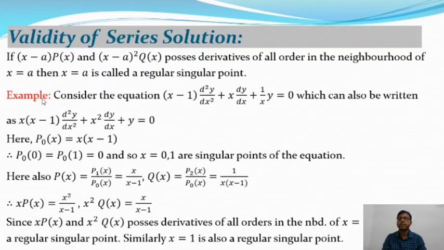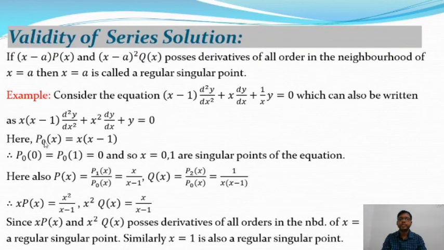Here is an example of regular singular points, or the validity of series solutions. Consider the equation (x − 1) d2y/dx2 + x dy/dx + (1/x) y = 0. Okay, this is a second order differential equation, and it can also be written, after multiplying by x on both sides, as x(x − 1) d2y/dx2 + x² dy/dx + y = 0.